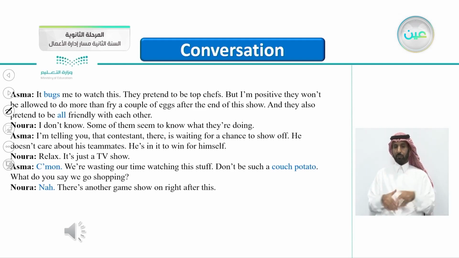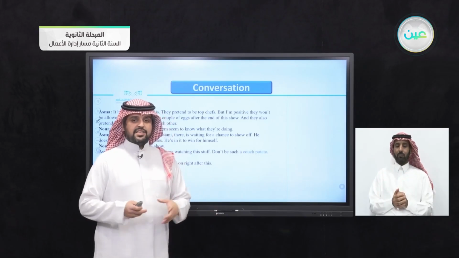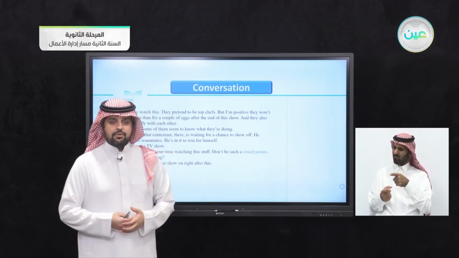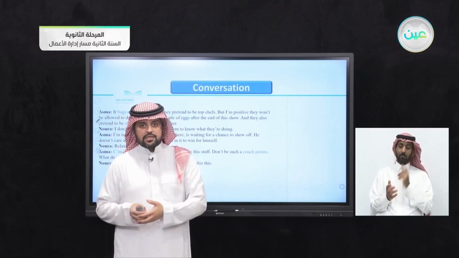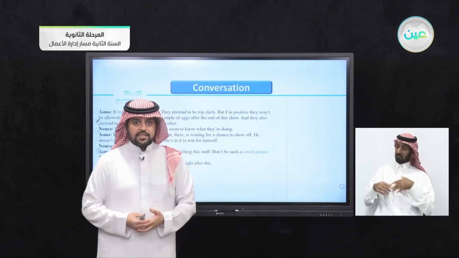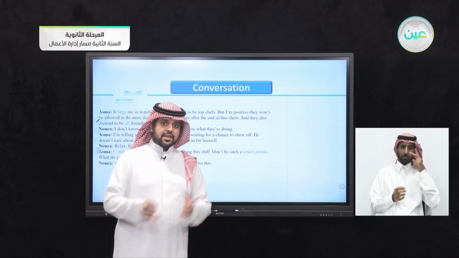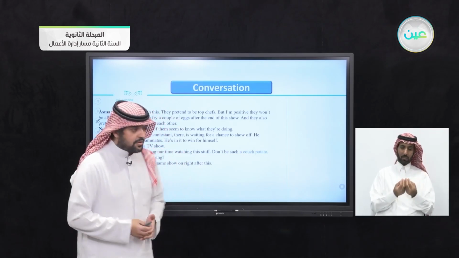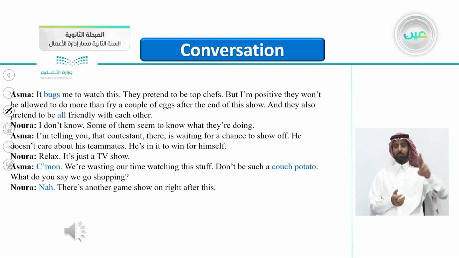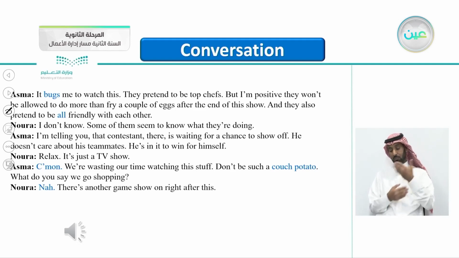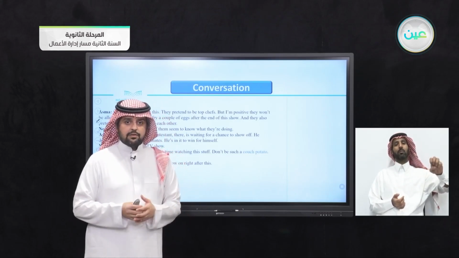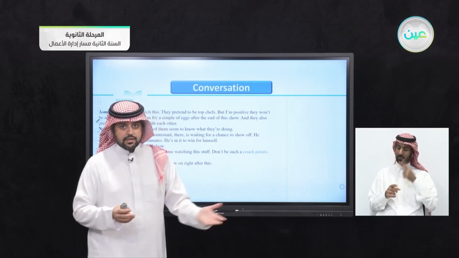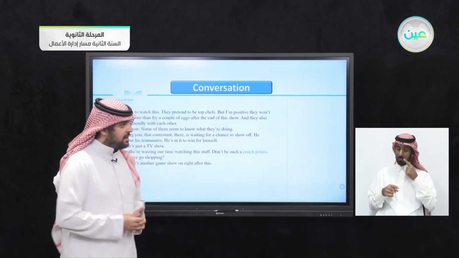So we notice that Asma doesn't like the show and she starts to criticize it: the chef puts flowers on meat, and the other chef is trying to be a show-off. She's trying to get Noura to go out with her. But Noura finally replied, nah, there's another game show on right after this. So, of course, Asma behaved in a wrong way. If your friend likes a show, just leave him to it, then come back later.